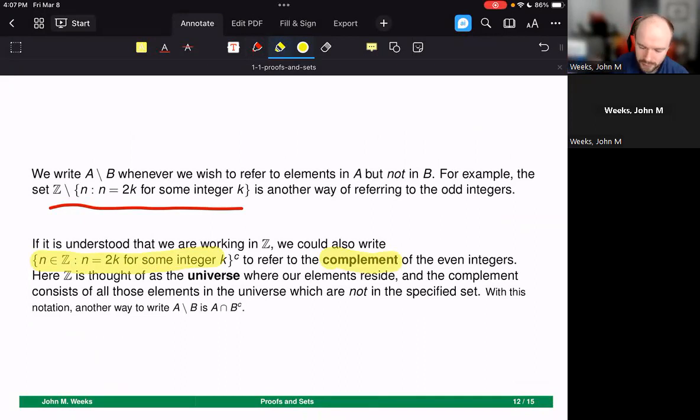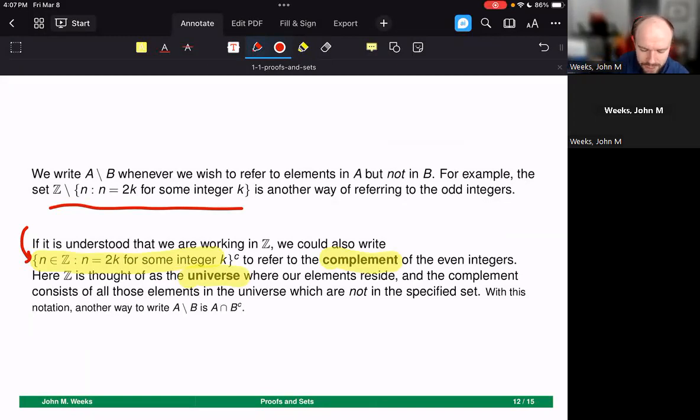But if our universe, that is the relevant place of information and the kinds of things that we're talking about, if our universe is just the integers, then the complement of the even integers is the odd integers. So this sort of notation cannot be given without some understanding of what it means to not be an even integer. It means that it's in the universe, just not in that set.